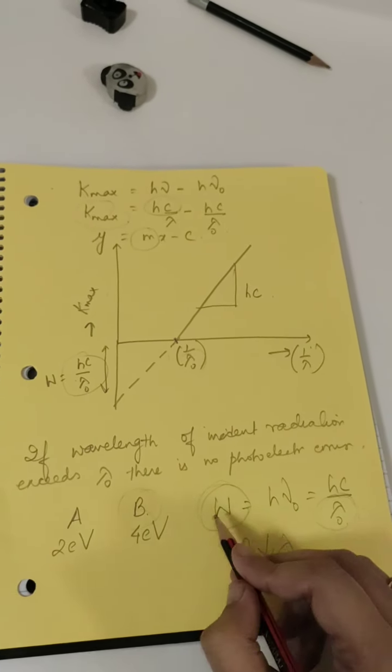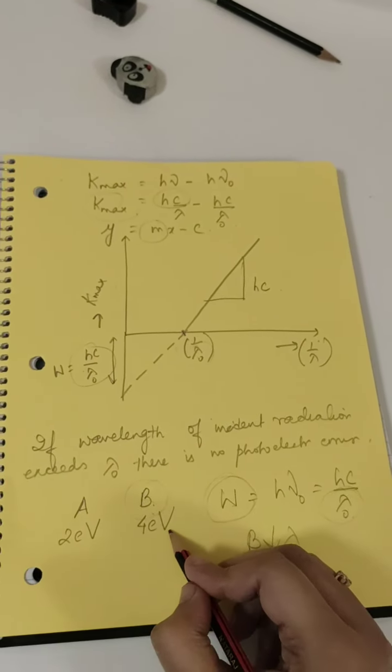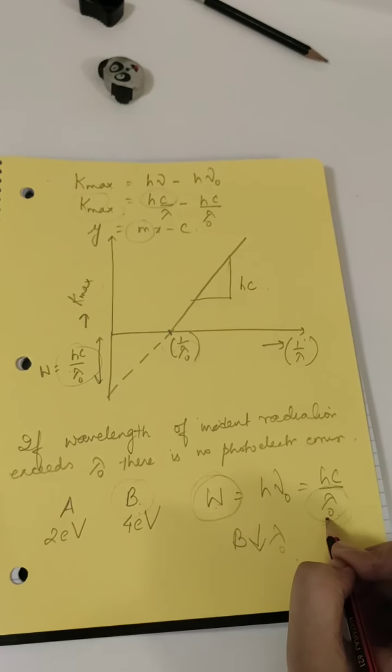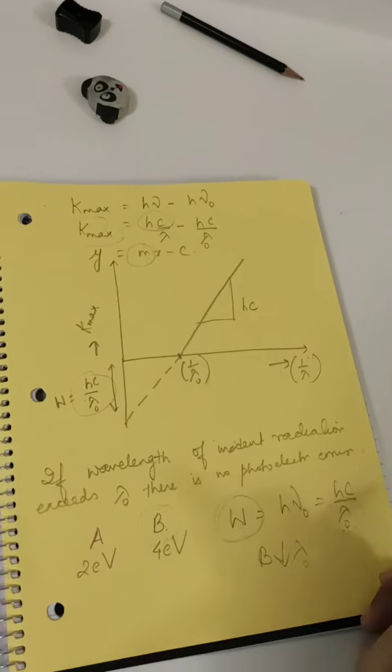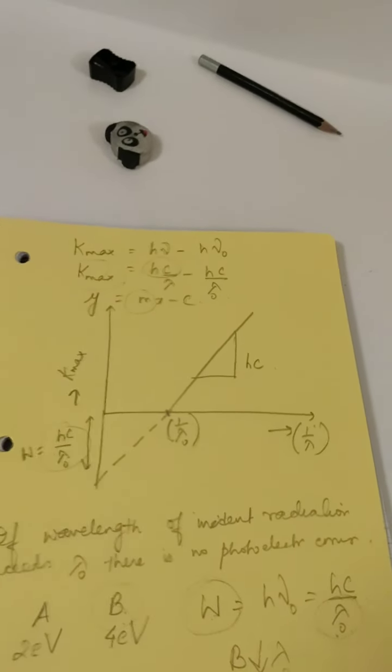Okay, W is greater for B, so lambda naught will be less for B. W is inversely proportional to lambda naught. Okay, this is one question, and you may have another question.